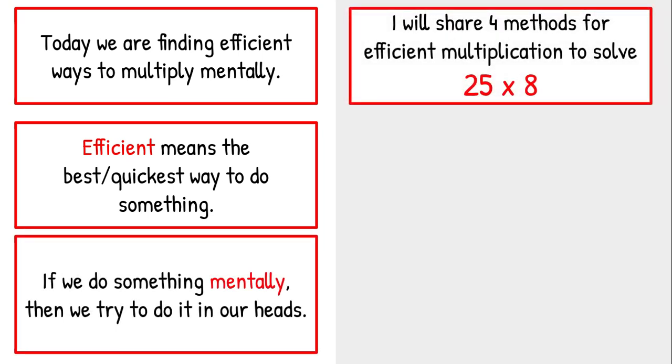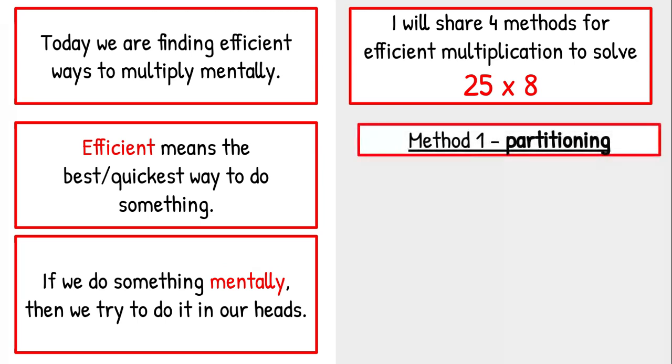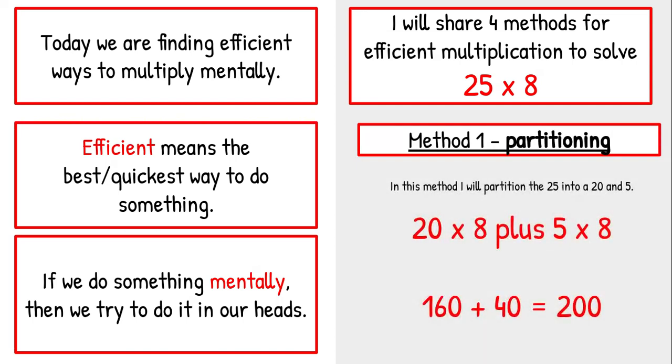So I'm going to share 4 methods for efficient multiplication that you can do mentally in order to solve the same question, which is 25 times 8. The first method I'm going to share is called partitioning. In this method, I will partition, or break up, 25 into a 20 and a 5. So I can do 20 times 8, which is a nice easy sum to do in my head.